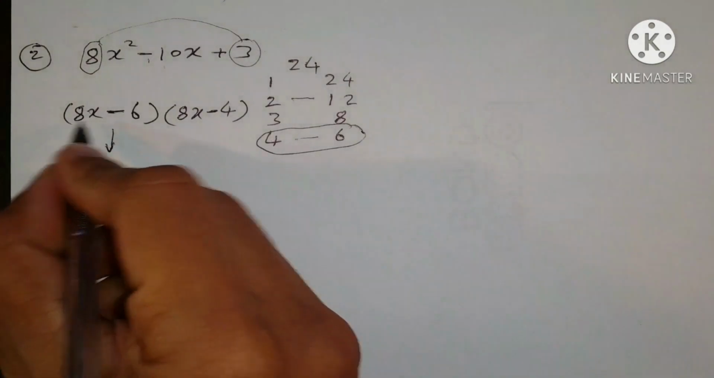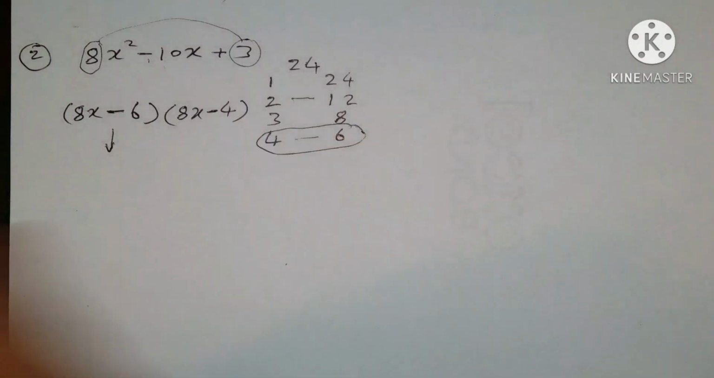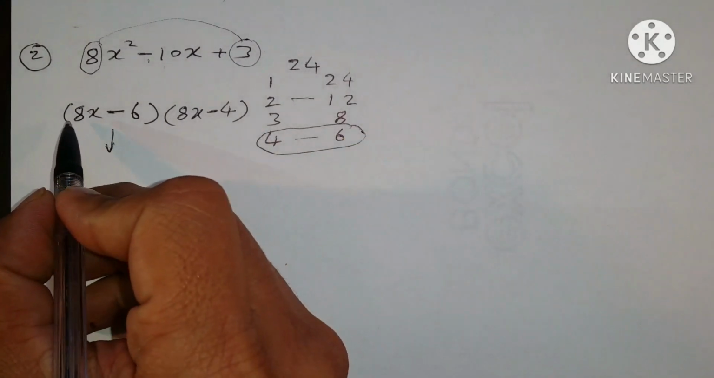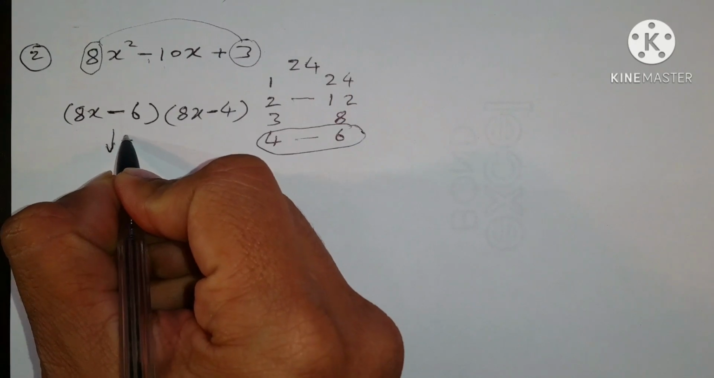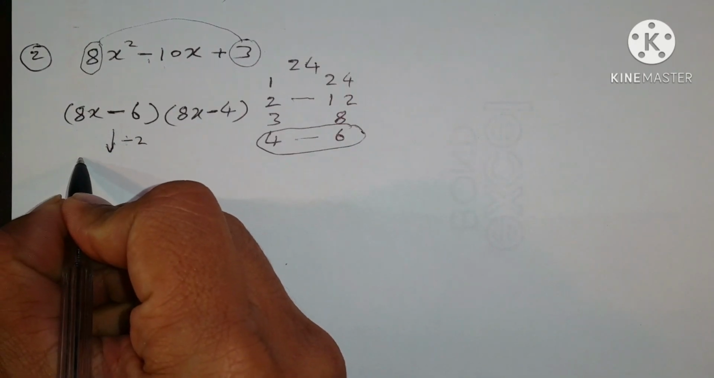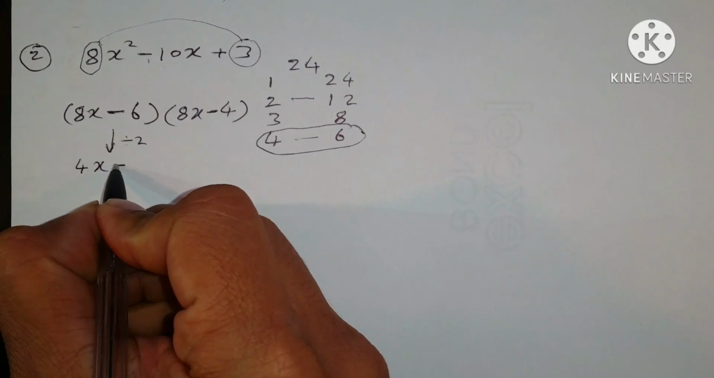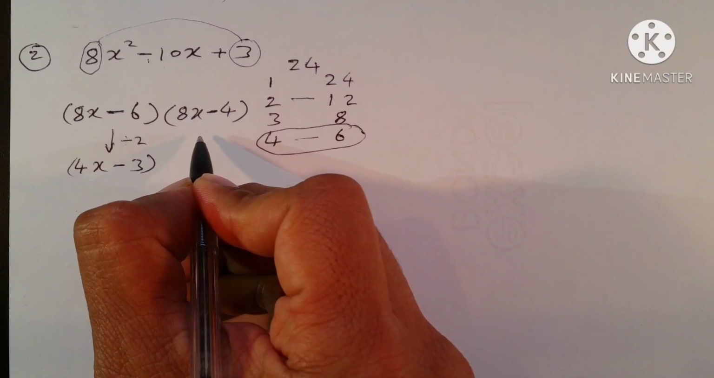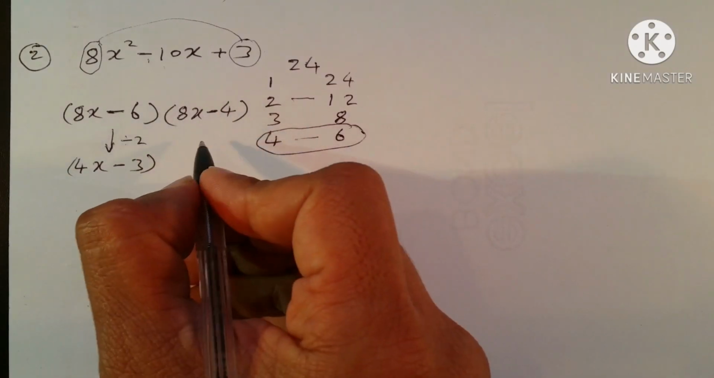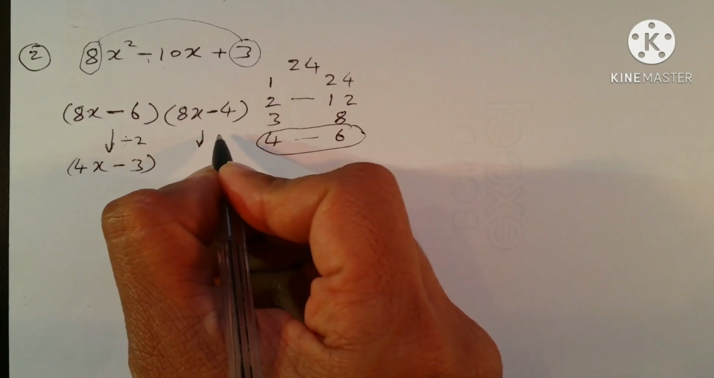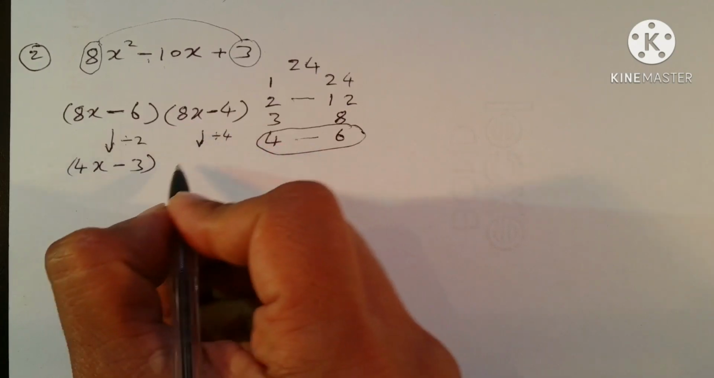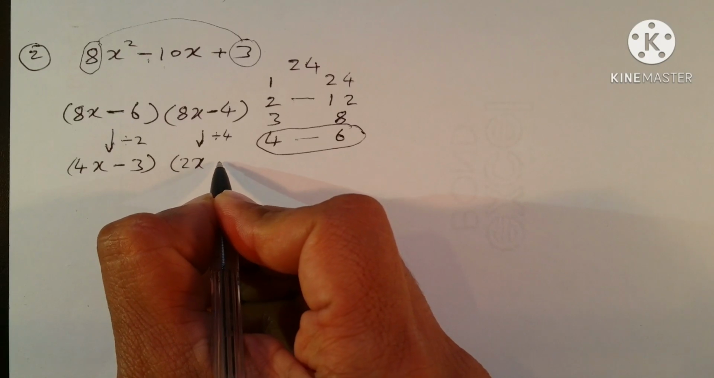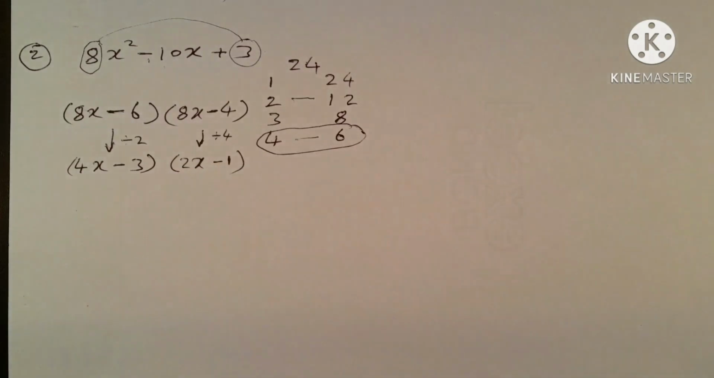So bring it down, see what times table they both go in, factorize that, divide them basically. So they both go in the 2 times table, divide by 2, which is 4x minus 3. And here, again that goes in the 4 times table, so you divide by 4, which is 2x minus 1. That's it. That's your final answer: 4x minus 3 times 2x minus 1.